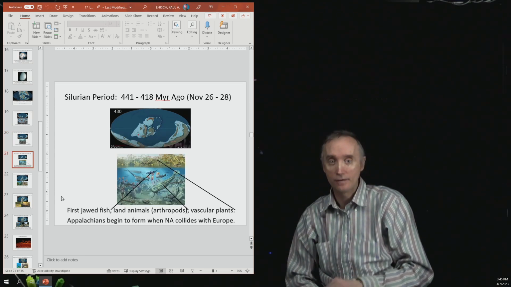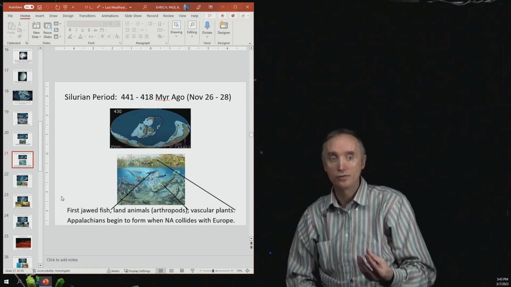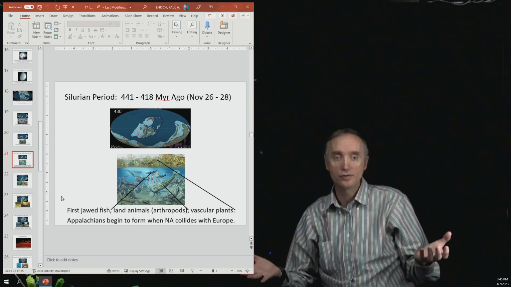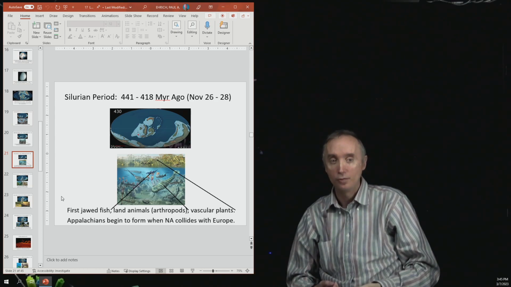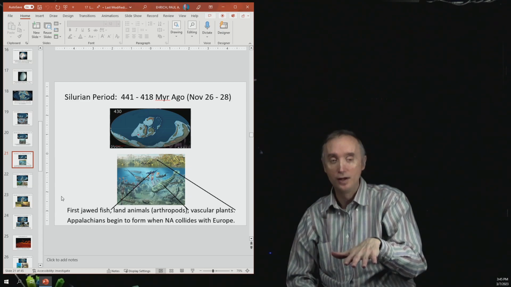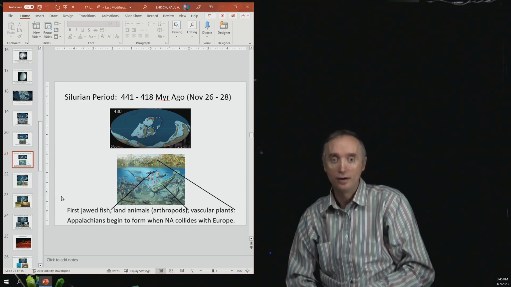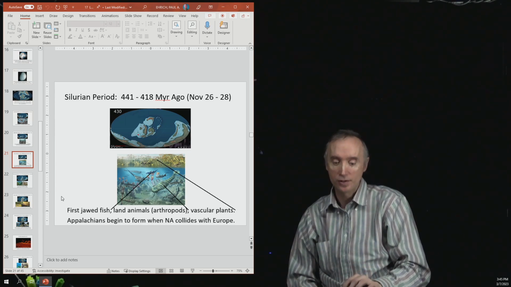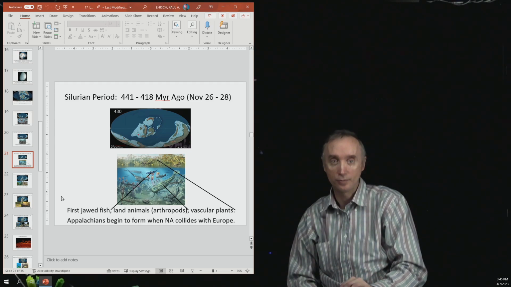So now that you've got vascular plants, you're starting to see them go further up into the air. Well, what's the advantage of going further up into the air? Well, you can be above all of those other plants that are underneath you, and then you get the lion's share of the light that's coming in. So that's what's occurring during the Silurian period.